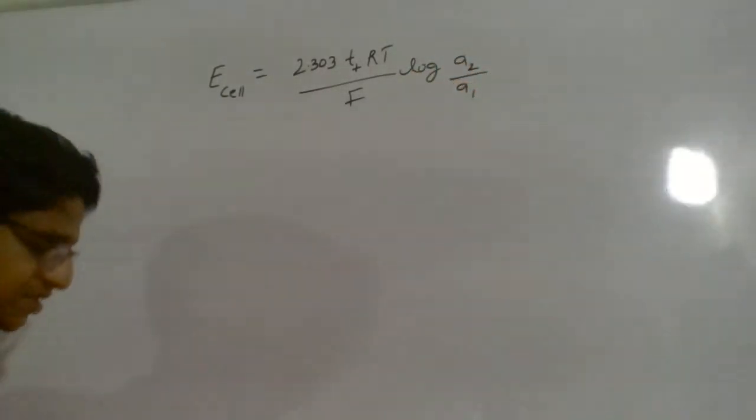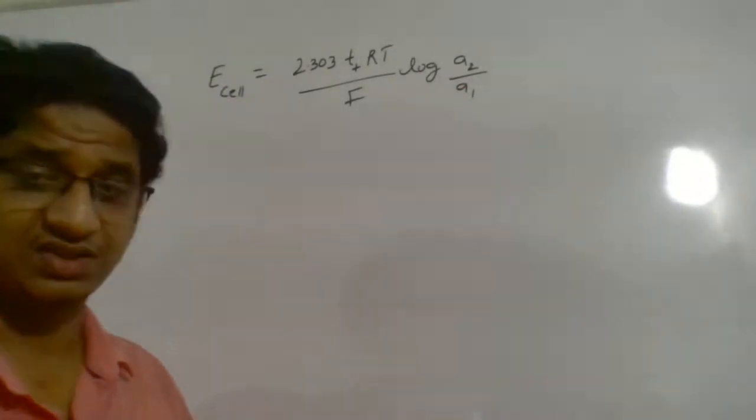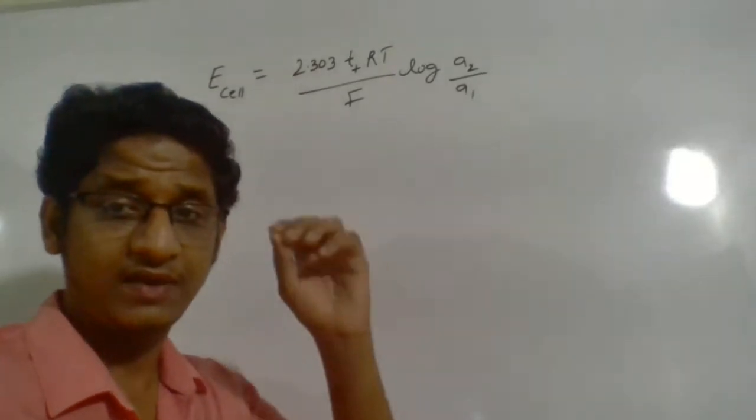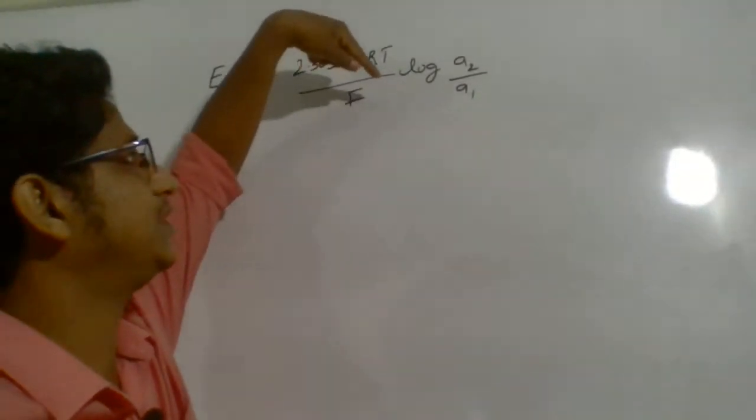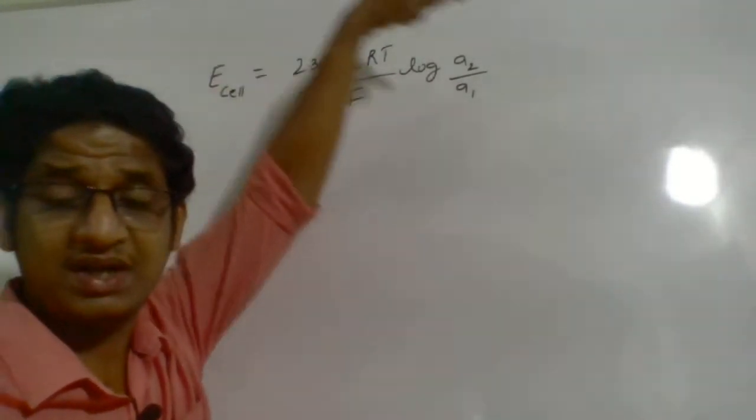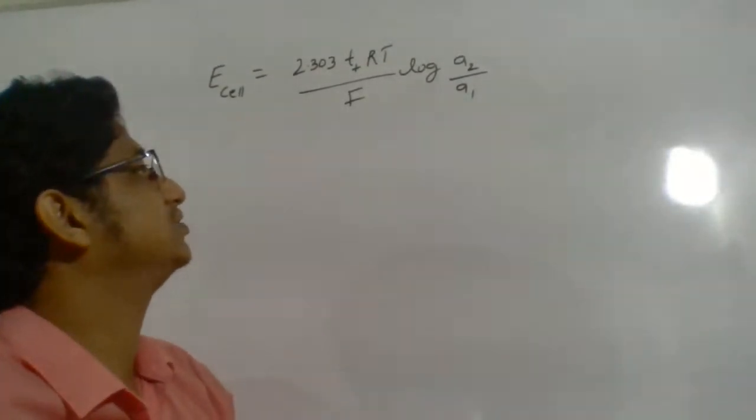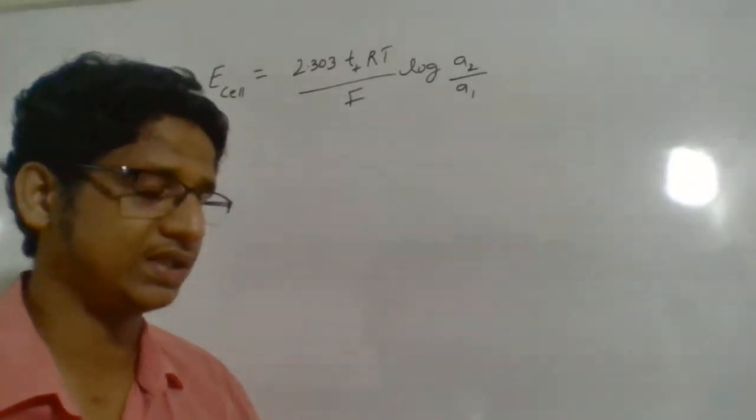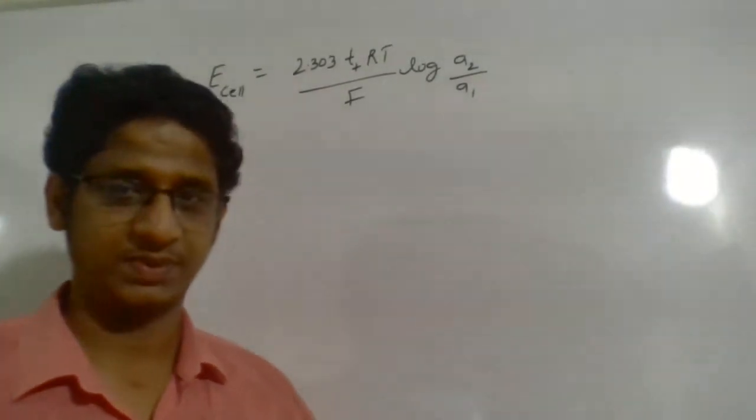So this is the expression that we got for the EMF of the electrolyte concentration cell with transference: 2.303 t plus RT by F log a2 by a1, where t plus is the transport number, the transference number of the cation, and all others are constants. a2 and a1 are the activities of solution 2 and 1 respectively.